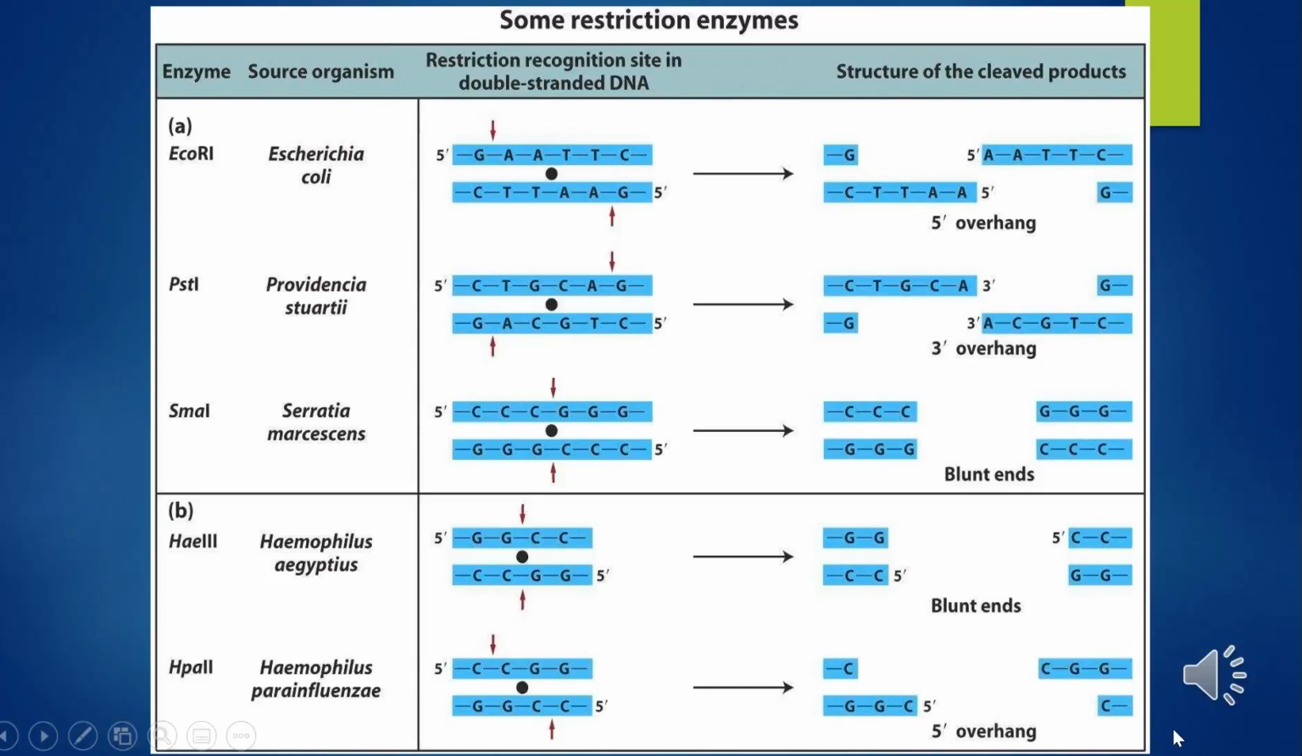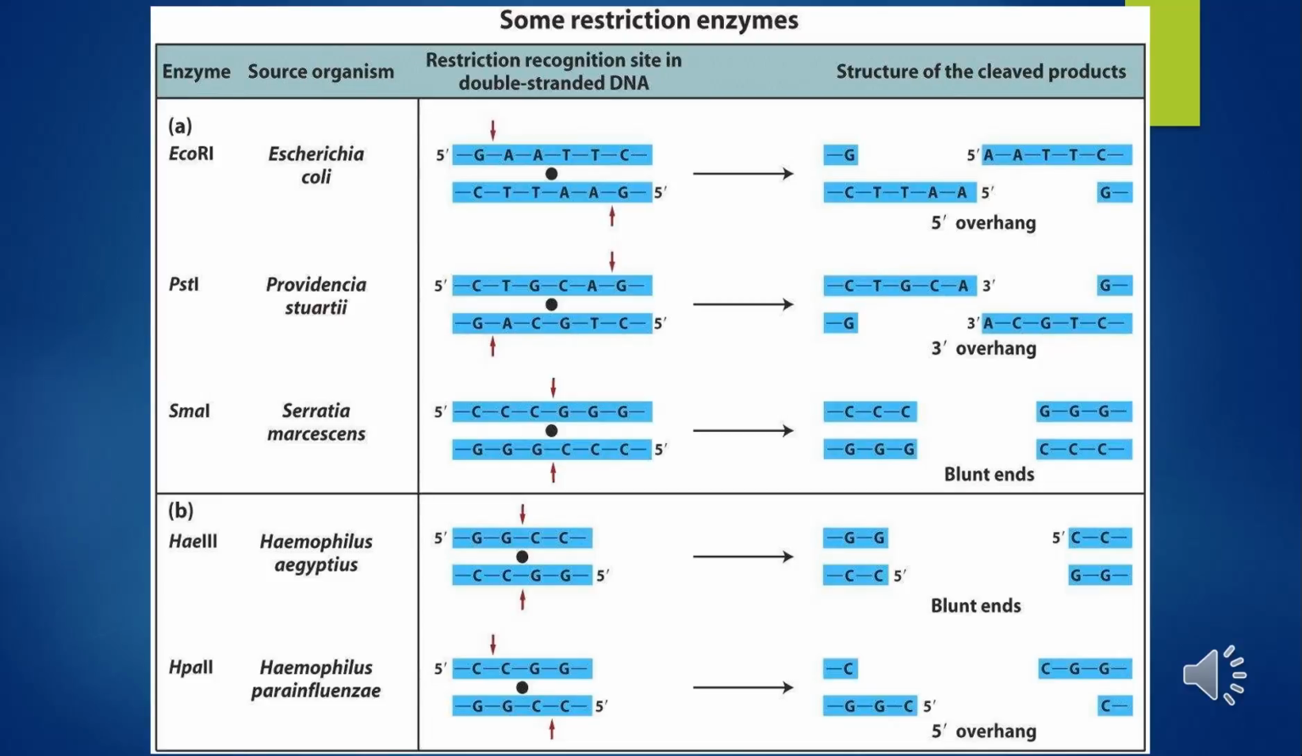These are some of the restriction enzymes. I have told you about two already, EcoR1 and Hind2. EcoR1 is obtained from Escherichia coli, and the recognition site in double-stranded DNA is GAATTC, and the structure of cleaved products is, it will cut between G and A at the 5 end, and again on the lower part it cuts between G and A.